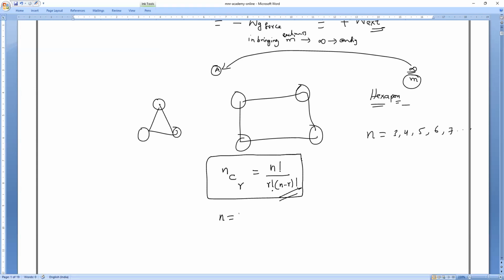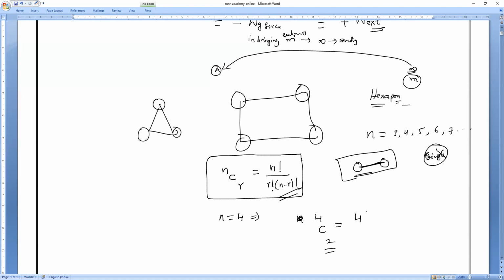For example, n is equal to 4. In the last class, we have done this. How many configurations will come when n is equal to 4? Yes, 6 configurations. So 4C2, because a minimum of 2 bodies has to be there. A configuration is not possible with a single body, so a single body is not considered. Always a pair of bodies is considered. So the configuration is 4C2.